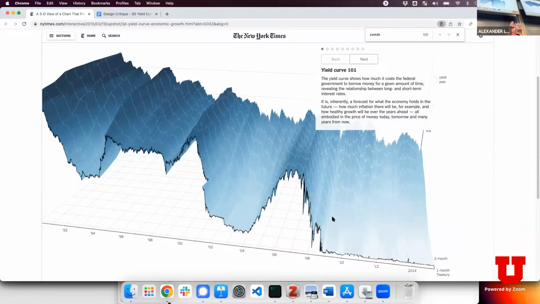Okay, so any other questions about the data and about what's going on here before we move on to the visualization?